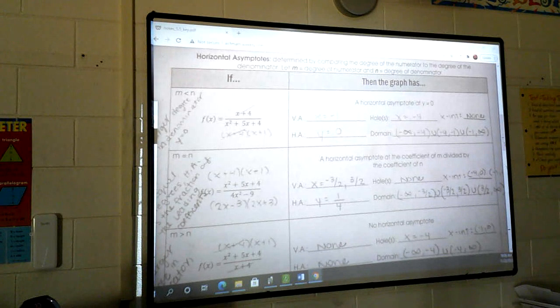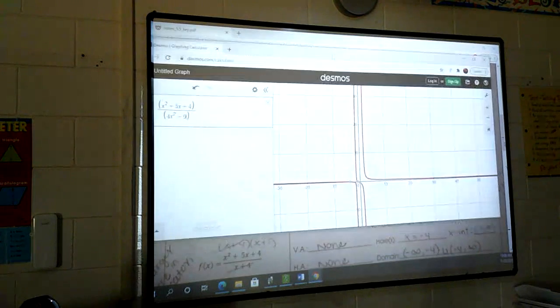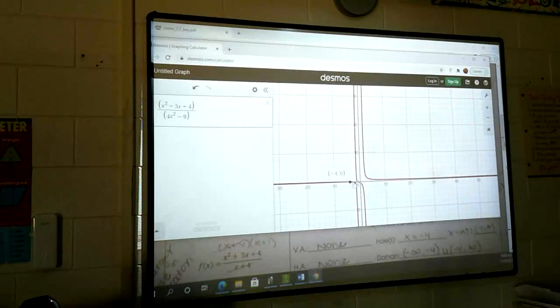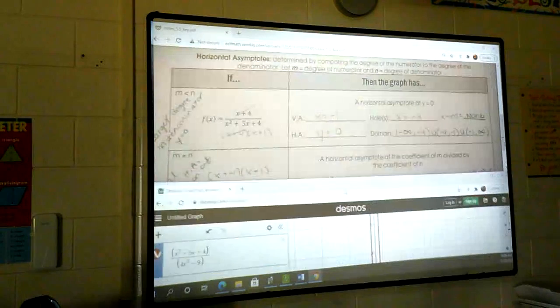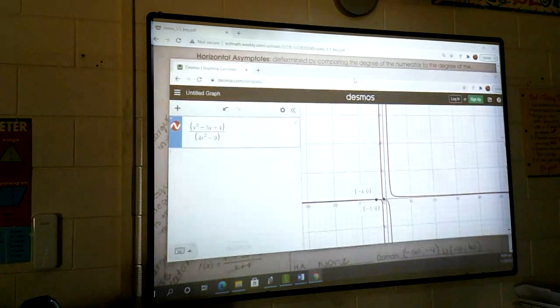And there it is. You see it crosses at -4 and -1. So that's where it crosses the x-axis. You see a vertical asymptote. You can see where this number is going to. It's going to 1.5. See how it's getting closer and closer to 1.5, the x. And down here, the same.